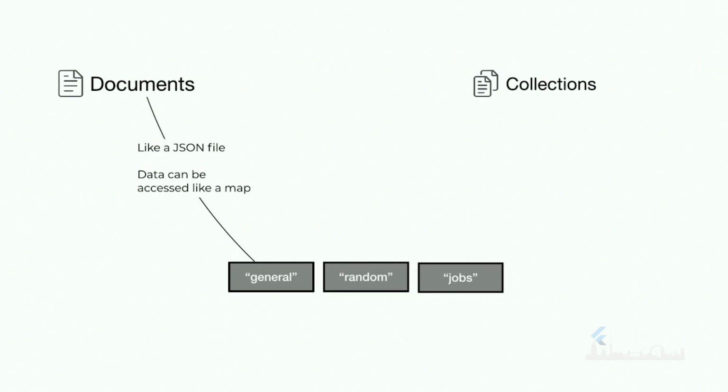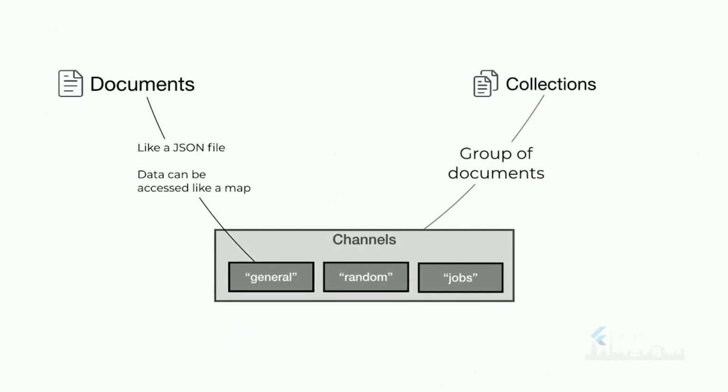Documents live in what is called a collection. And a collection is nothing more than a group of documents. In this example, you can see a collection of channels, like in a messaging app. And each document corresponds to one channel in the system, in the application.